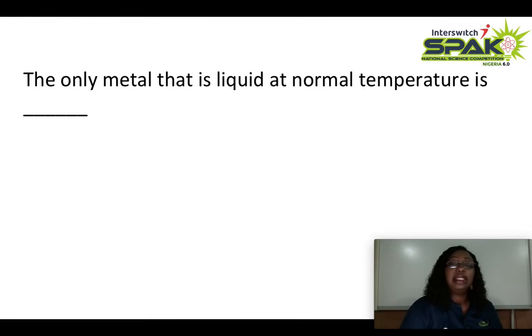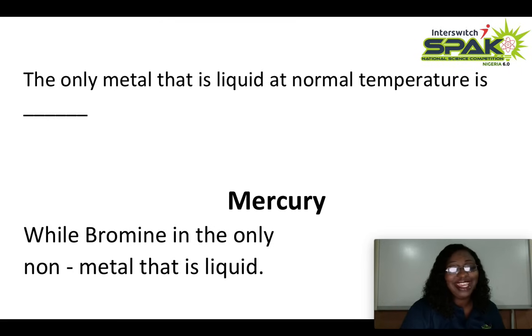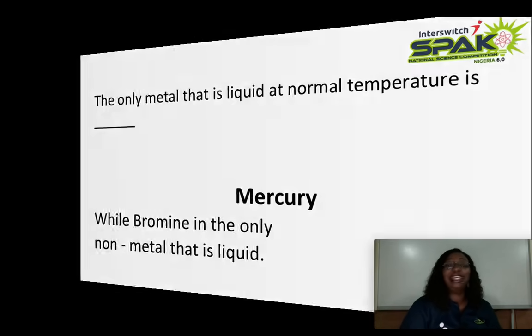The only metal that is liquid at normal temperature is mercury. Mercury is the only metal that is liquid at normal temperature. And the only non-metal that is liquid at normal temperature is bromine. Bromine is the only non-metal that is liquid.